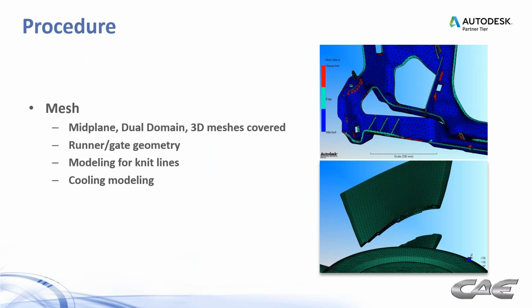Part of the procedure that's outlined in the standard involves mesh. There's a lot of different opinions out there on what's the best type of mesh and what should be used in what situations. So all of those things are covered in the standard. Whether you're using mid-plane, dual domain, or 3D meshes. It'll talk about runner and gate geometry, how to model for knit lines, how to model for cooling.